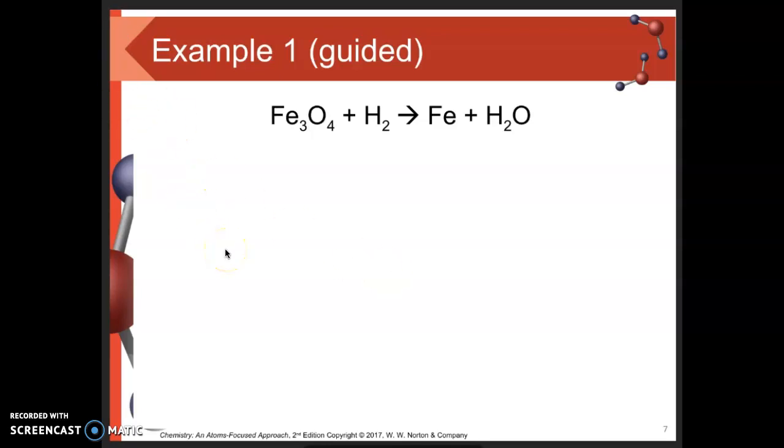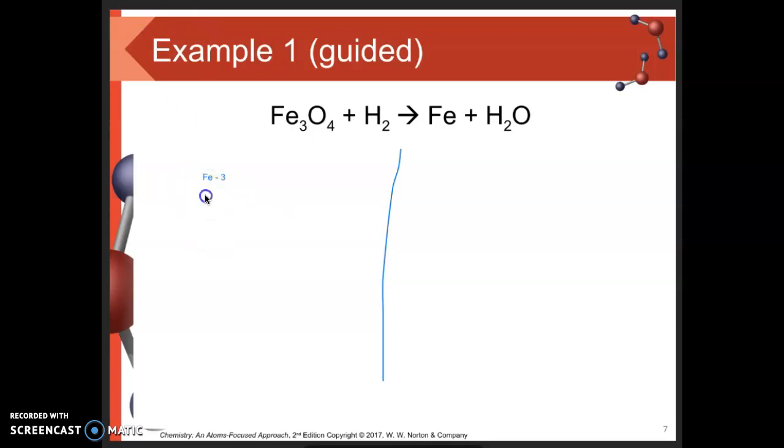So in this first example, we've got an iron oxide ore here, iron 3,4 oxide (Fe3O4), reacting with hydrogen to make iron and water. Now, this is an example of a single replacement reaction, but we can't use the clustering that we talked about in the previous slide because there are no polyatomic clusters in this. But what we can do is split it down the middle, and I've got iron, 3 of them.